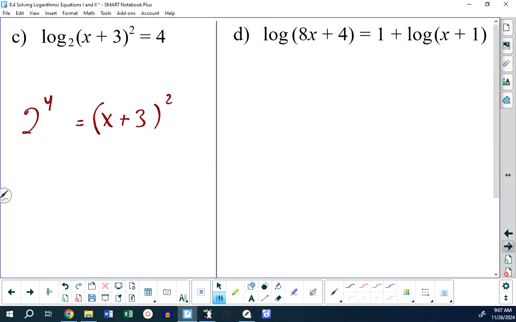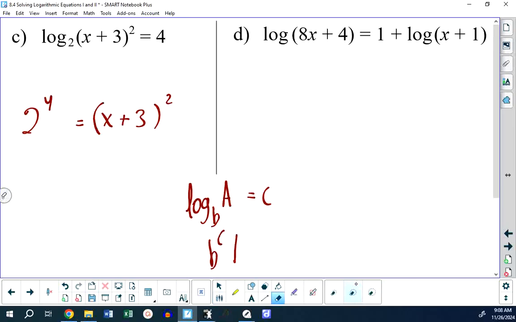What we are talking about here in this question, and D as well, is this idea that you want to try to get log base b of some argument equals a non-logarithm. Because not every term is a logarithm, we can do this. And that means you can write b to the c equals a. Which we've done here. We've written the base raised to what the logarithm is equal to, 4, equals x plus 3 squared.